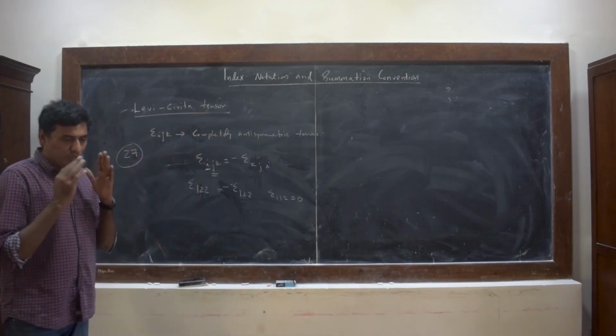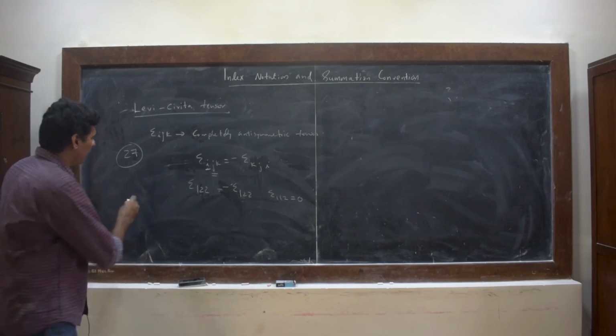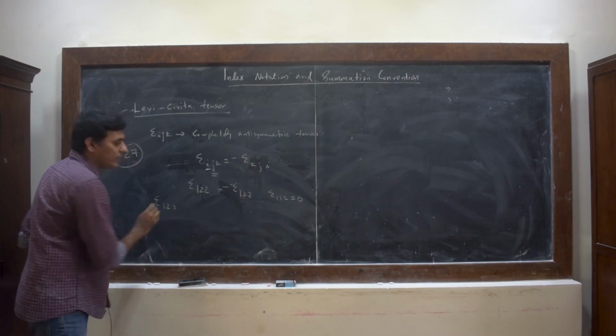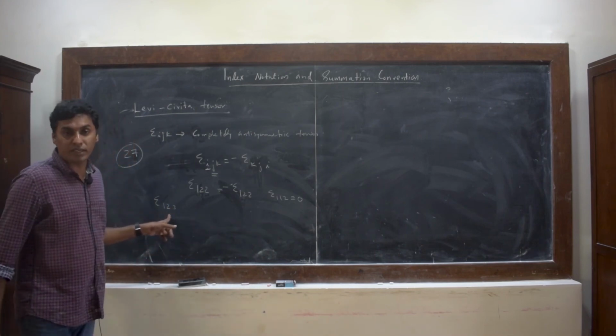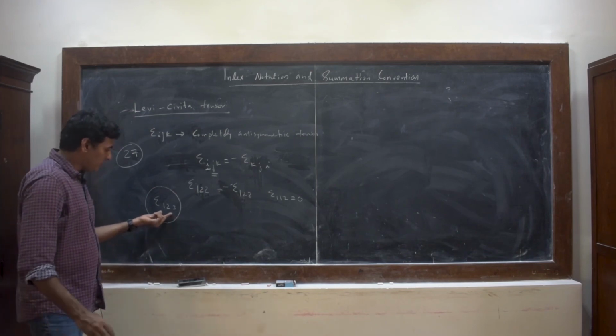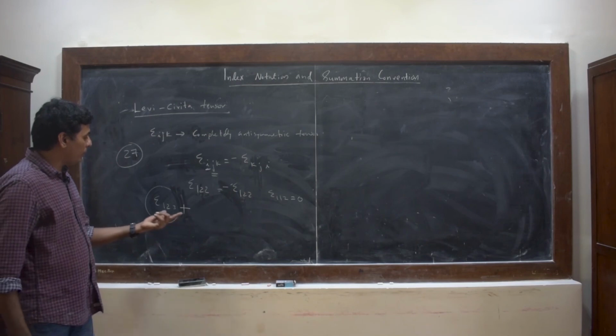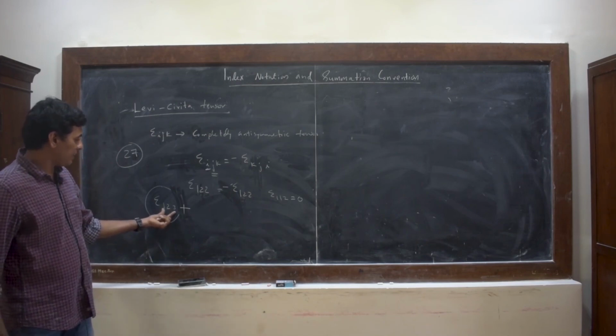So the non-zero elements in epsilon ijk are those where all the indices must be different, and only then it will be non-zero. And it is not only epsilon 123, but its other permutations. How many permutations are there? We will have 6 permutations.